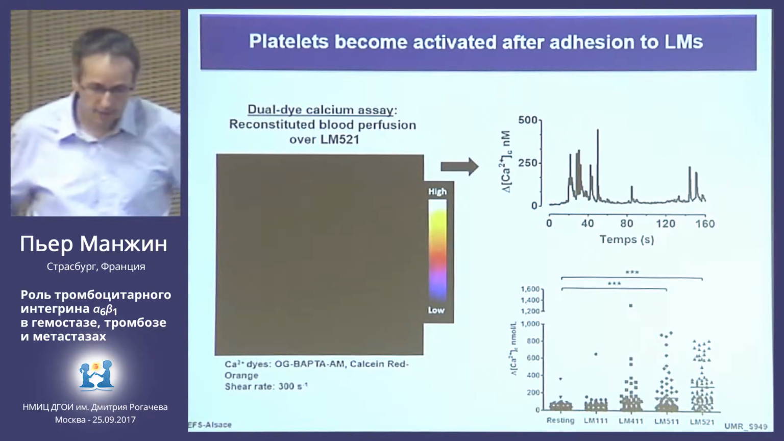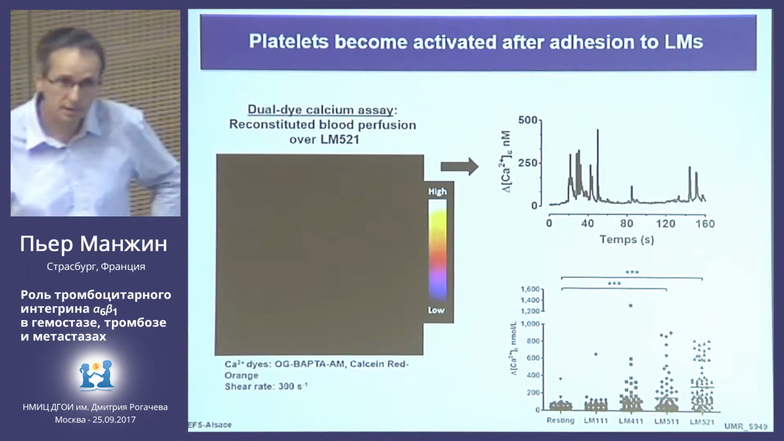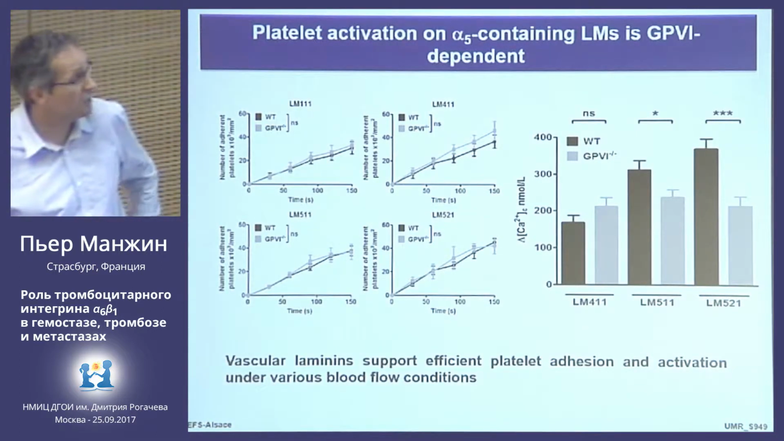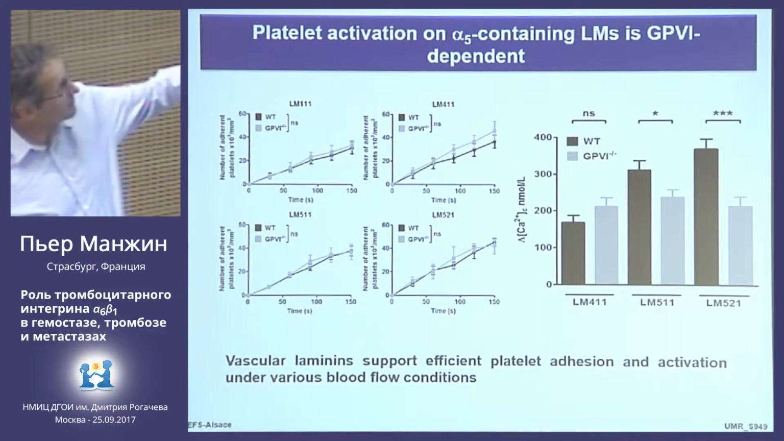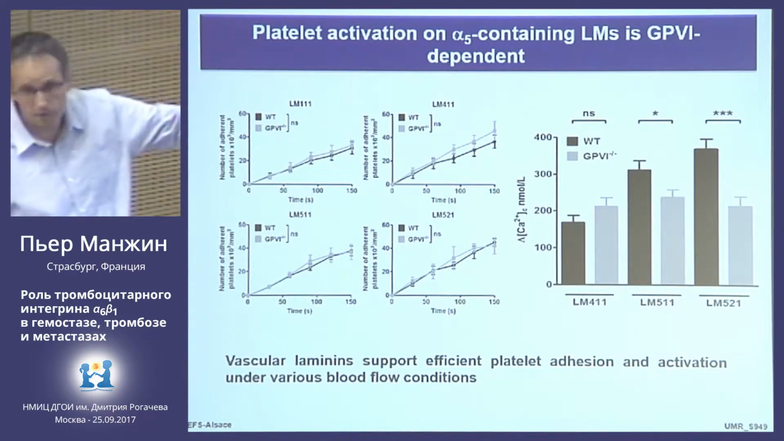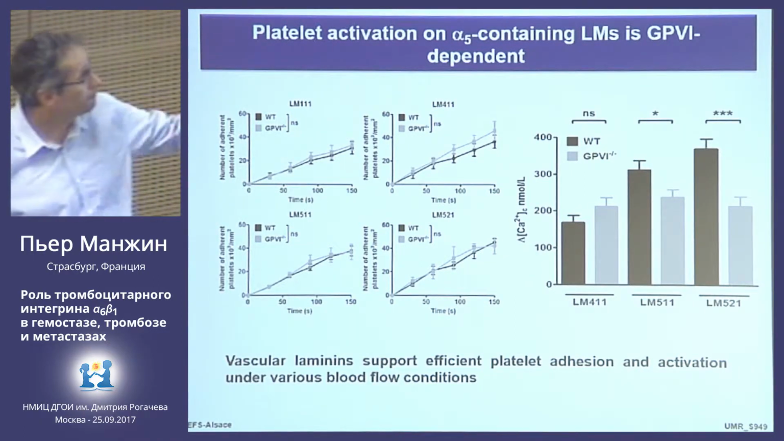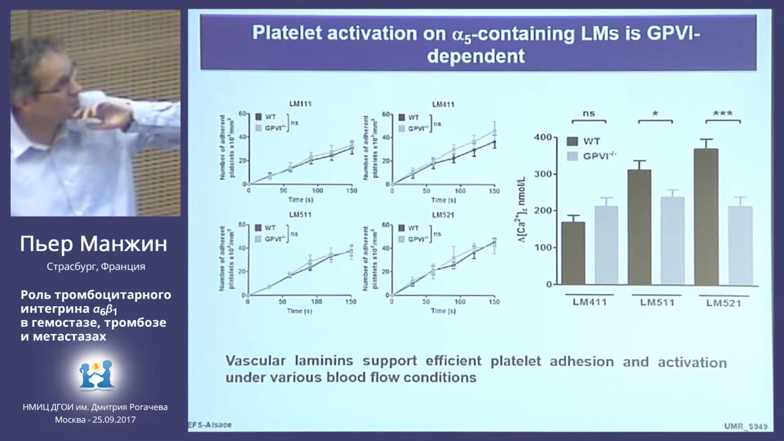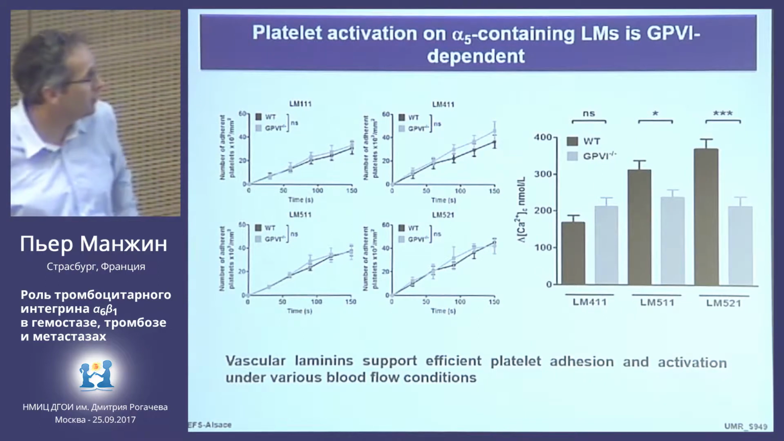So how can we explain that? There was a paper from the group of Steve Watson that suggested that glycoprotein VI is involved in platelet laminin interaction. This is something we looked at, especially because we're interested in this receptor. We used blood from GPVI deficient mice and perfused it over the various laminins. On the left side, we evaluated the adhesion. There's no difference whatsoever. On the right side, we evaluated the calcium response. And what we observed is that in the GPVI deficient platelets, we had a reduction in calcium signaling on the α5 chain laminins. So that potentially explains the difference we have between the laminins.